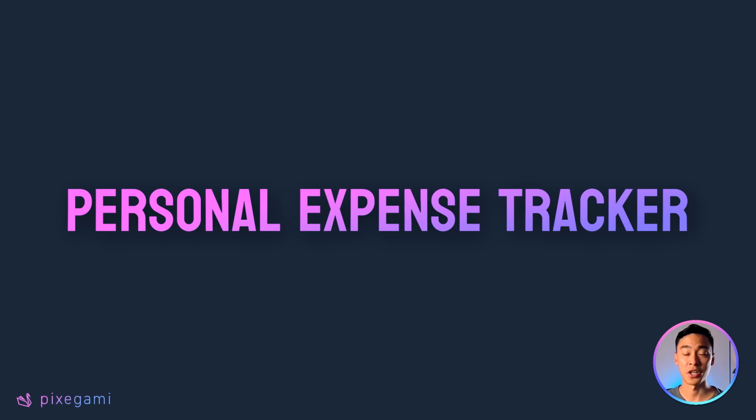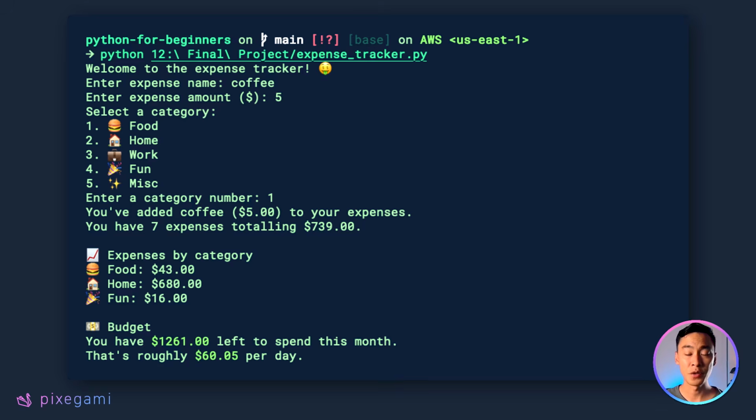The goal of this project is to create a Python app that lets you, as a user, track and categorize your monthly expenses and to help you budget for that month. Here's a preview of what the app would look like in the command line or in the terminal once we've finished building it. So the app will let users type their expense category and their amount directly into the terminal.